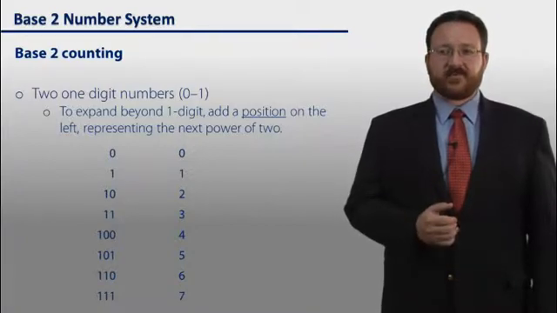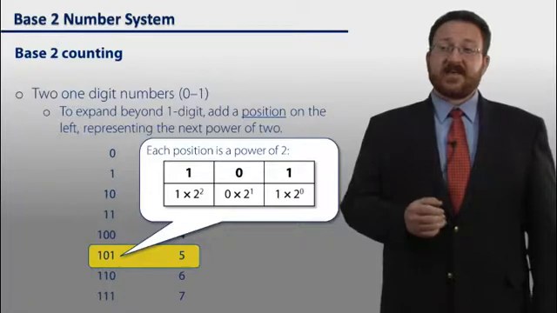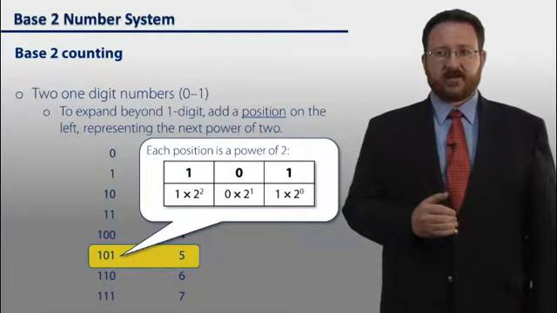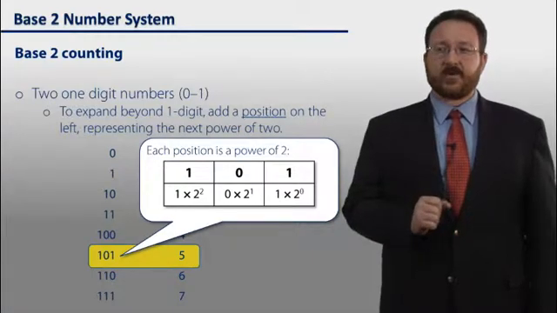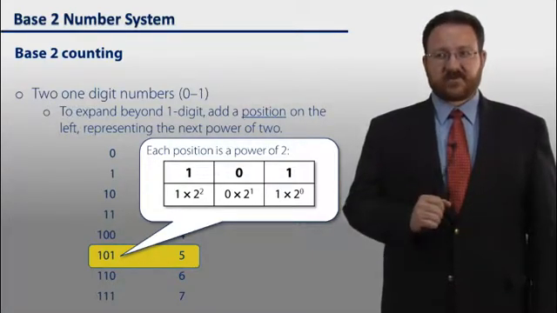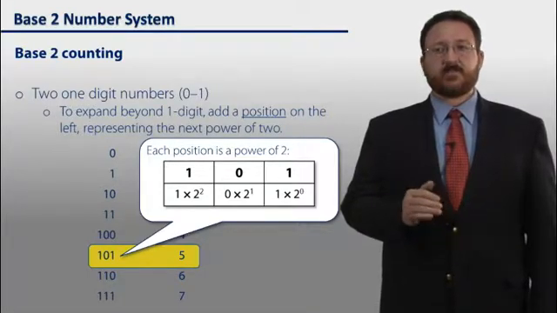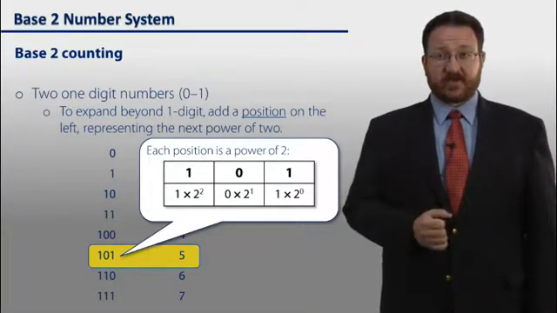And we can easily convert back and forth between these. For example, the number 5. If we look at this, the number 5 in binary is represented by 1 times 2 squared, 0 times 2 to the first, and 1 times 2 to the 0. If we add those up, 4 plus 0 plus 1, we get 5. That's our base 10 number.